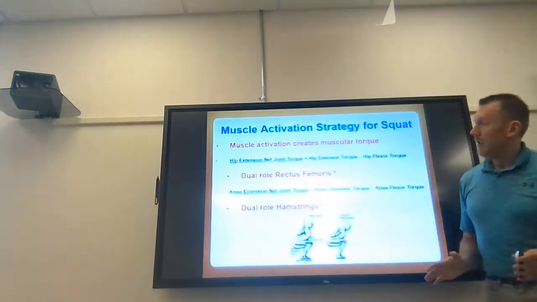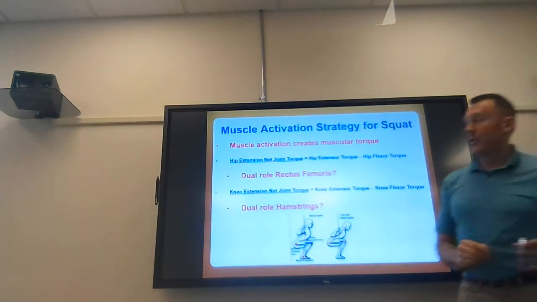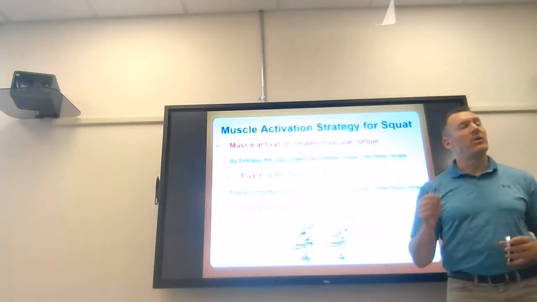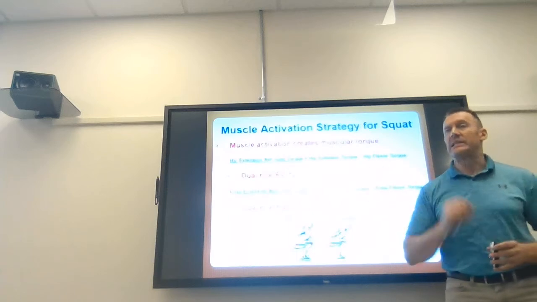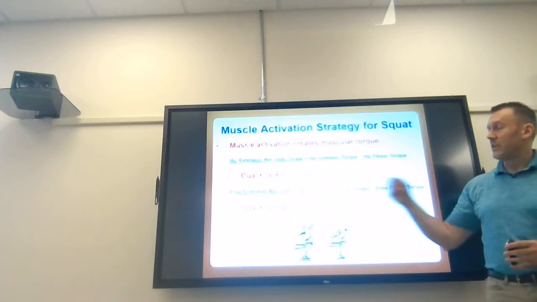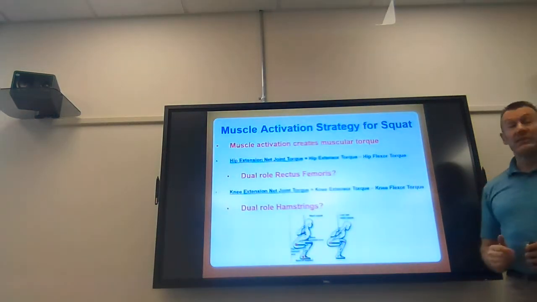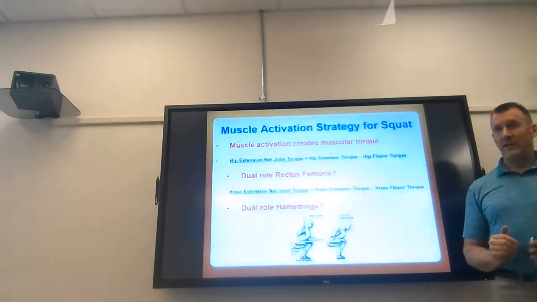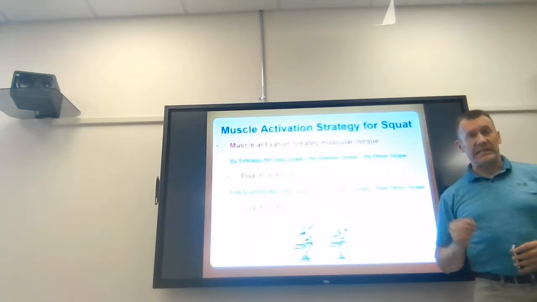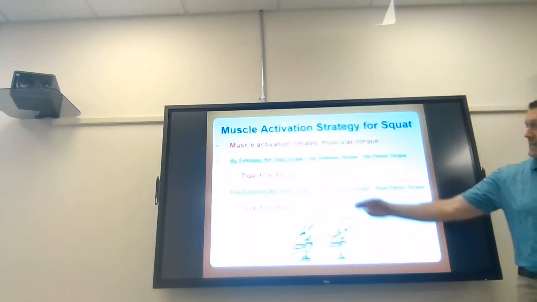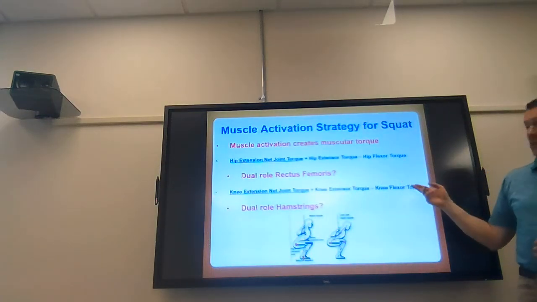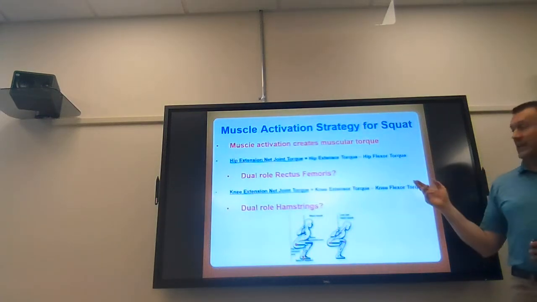All right, so let's go down and talk about the knee joint. So we want knee extension net joint torque. We want that to be the greatest it can possibly be. So we have two things that go into that. We have extensor torque at the knee, and we have flexor torque at the knee. So to get the greatest extensor torque at the knee, we want to maximize knee extensor torque, and we want to minimize flexor torque.